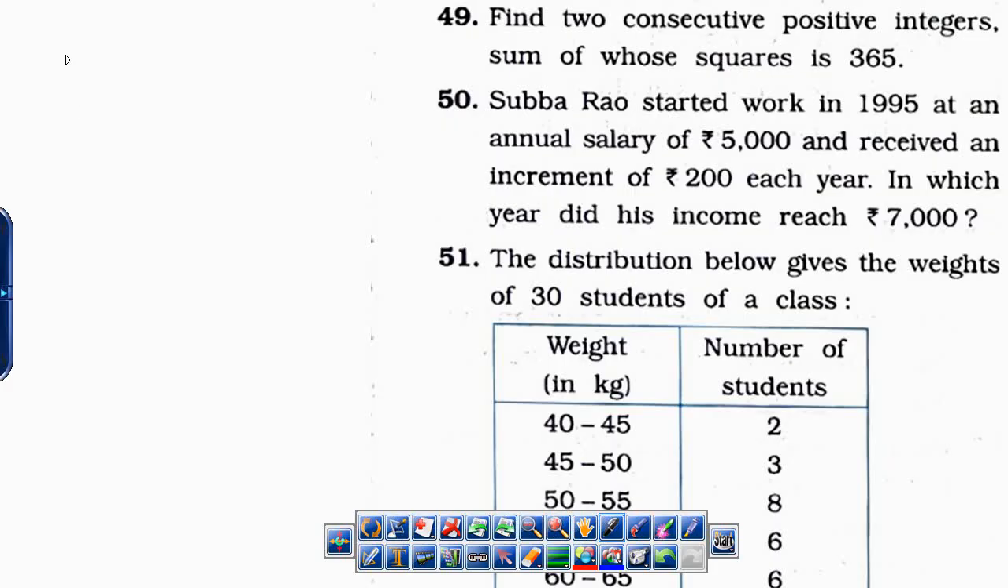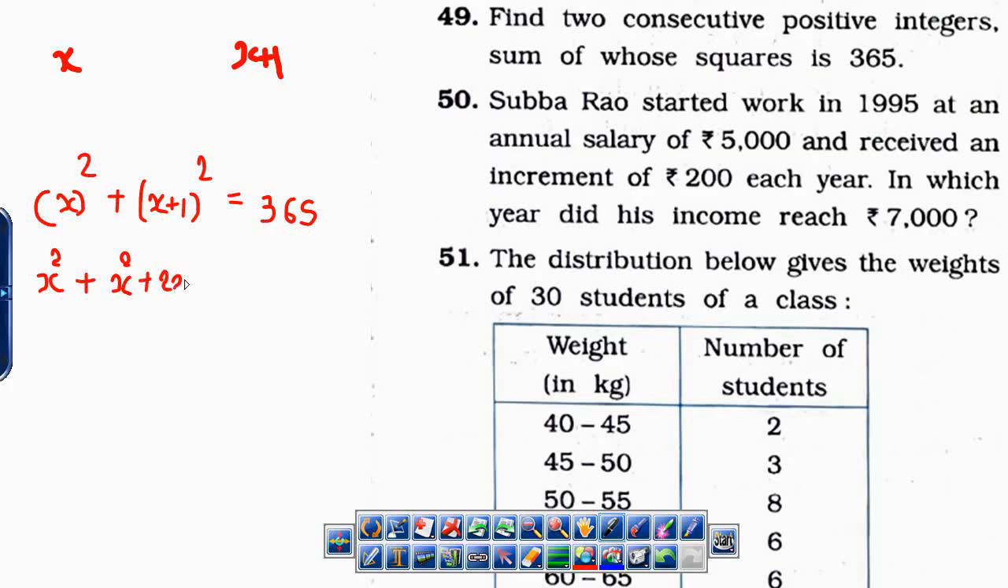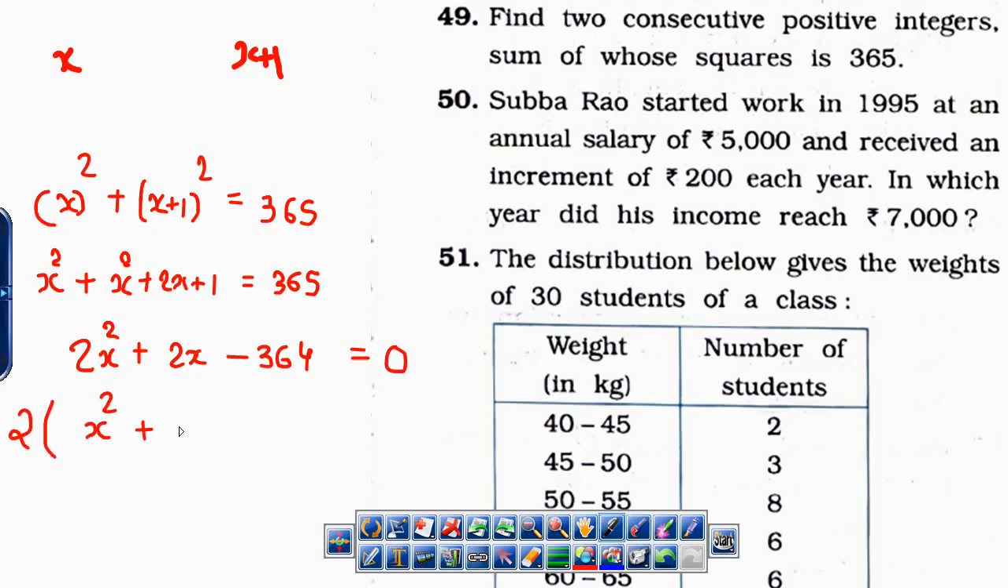So, two consecutive positive terms are x and x plus 1 and the sum of their square. So, first term square plus second term square is equal to 365. X square plus x square plus 2x plus 1 is 365. 2x square plus 2x और 365 लेफ्ट साइड आएगा, उसमें 1 मिक्स होगा, therefore minus 364 will come. 2 is common in all, you have to take out 2 ताकि तुम्हारा सम थोड़ा सा हल्का हो जाए. ये हो गया 182.